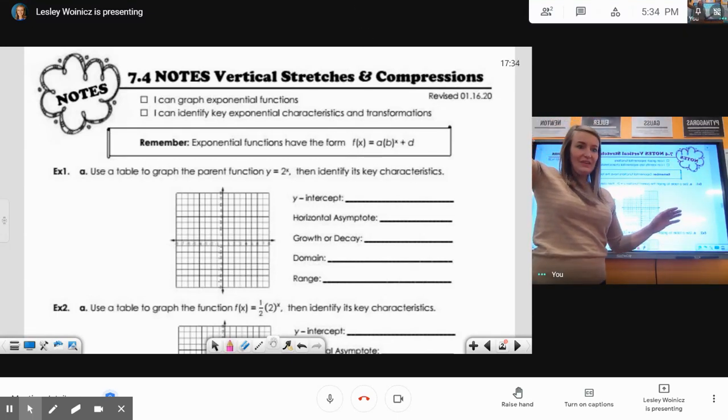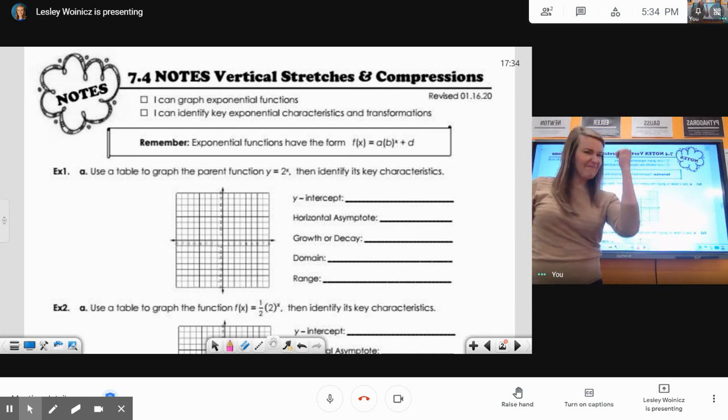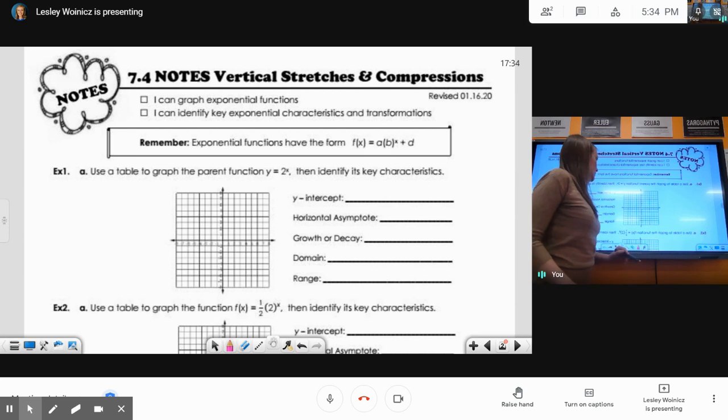Okay, so you're joining me for your notes on vertical stretches and compressions. Hopefully this goes pretty fast. So the first thing we're going to do is remember that our A value has a couple of jobs. If your A value is negative, that is what gives us our rocks.